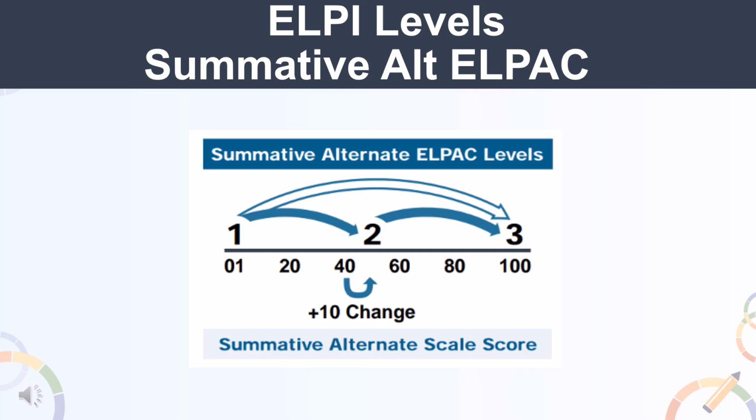These levels are used to determine progress on the LP. How progress on the LP is determined for alternate LPAC: there are 3 paths an EL student can show English language proficiency progress on the summative alternate LPAC. An increase of at least 1 summative alternate LPAC level from the previous year, or maintain a level 3 from one year to the next, or have at least a 10 plus scale score change from the prior year. EL students who meet any of these criteria will be counted as progressing towards English language proficiency.